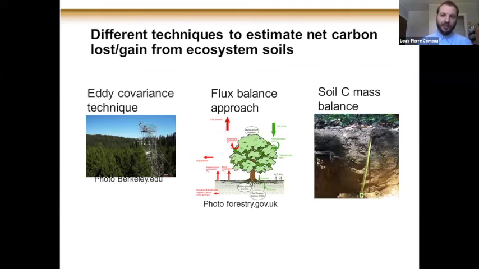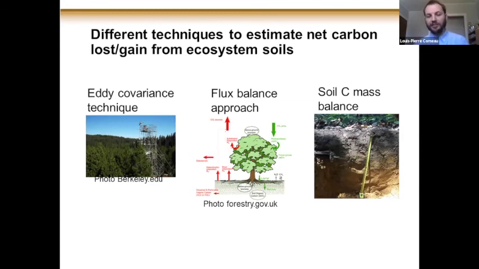As was discussed a little earlier by Dr. Keith Paustian, there are different techniques to estimate net carbon loss and gain from an ecosystem, because it's not about carbon storage per se, but an increase in carbon. And how to measure that is difficult. The main technique used is first the eddy covariance technique, where we measure above the canopy all the CO2 getting into and out of the system, which will produce an annual or daily carbon balance.